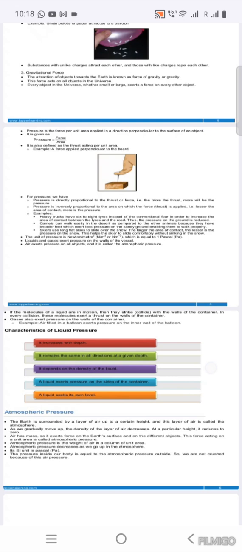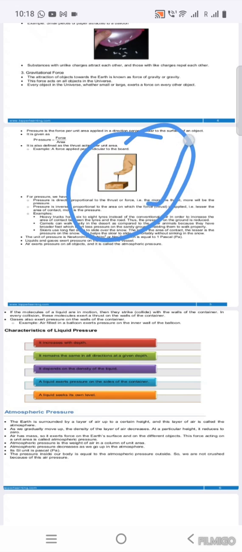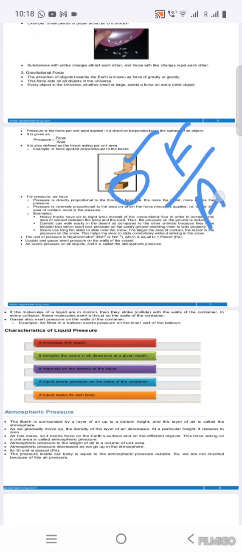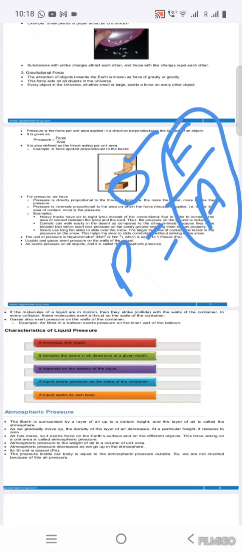Now here you can see in this diagram a nail that is pressed into a wooden block with the finger, with the thumb. This is an example of pressure applied on the block per unit area. By the finger we are applying some force, and the nail has some area, suppose A, then pressure comes out as force per unit area, that is F upon A.